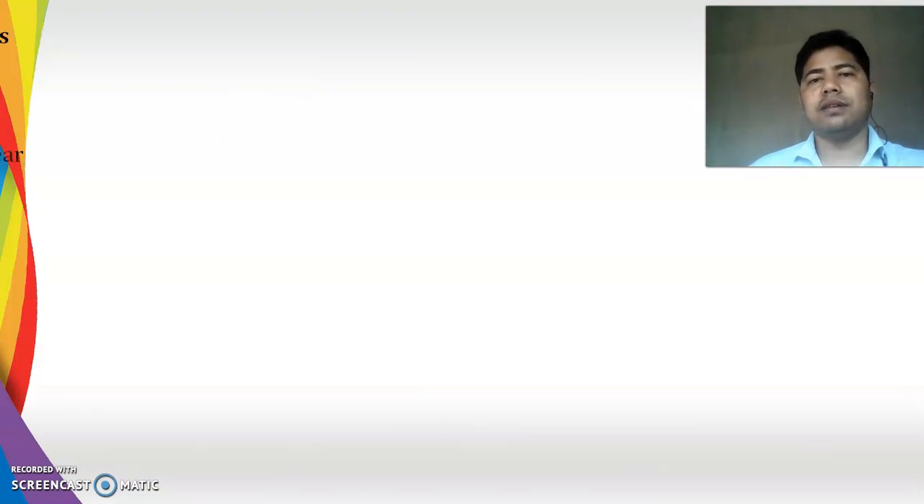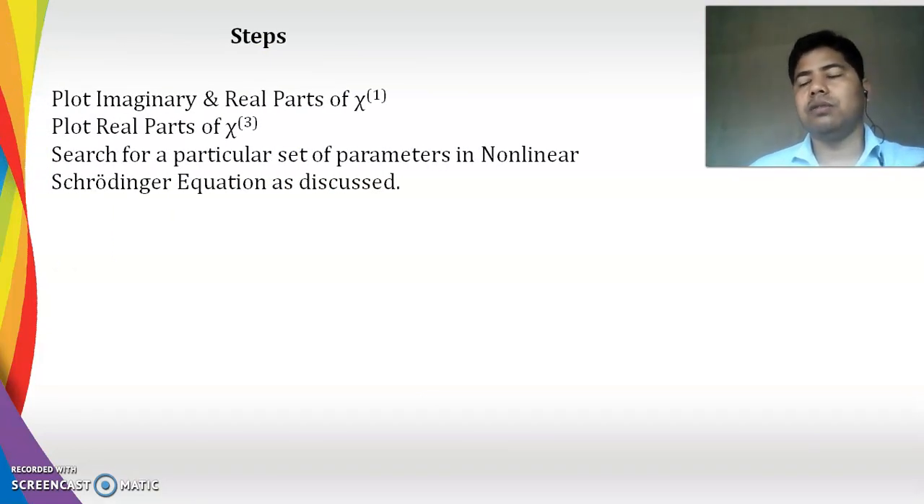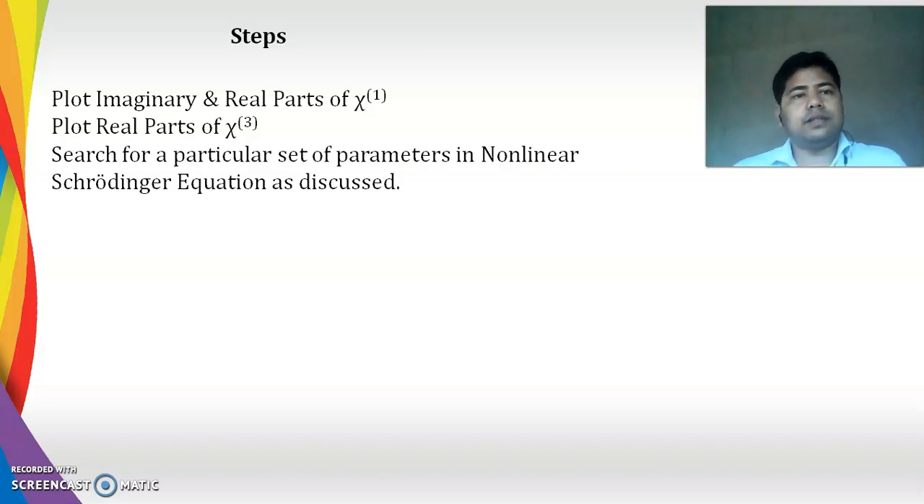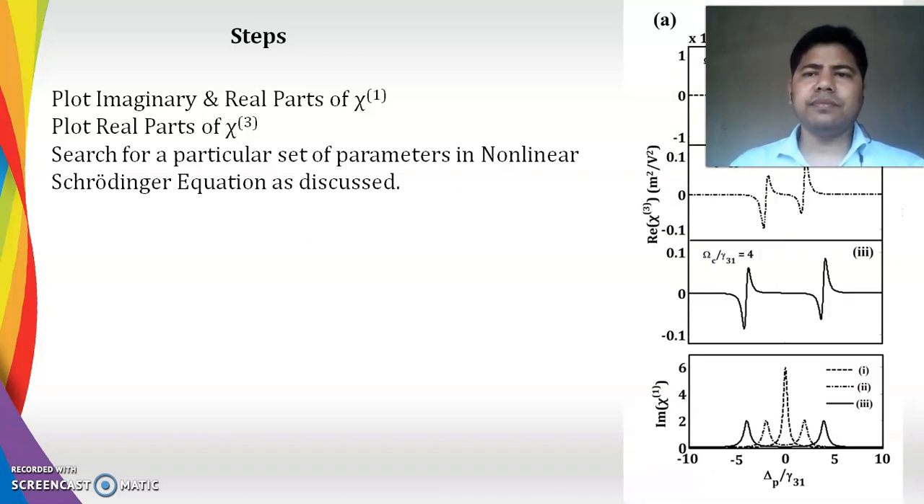Let's see how we are going to have it. So these are the steps that we have to go with. First, we need to plot the imaginary part of chi1 and also plot the real part of chi3. Here I am giving an example of plotting real chi3 in comparison to imaginary chi1.